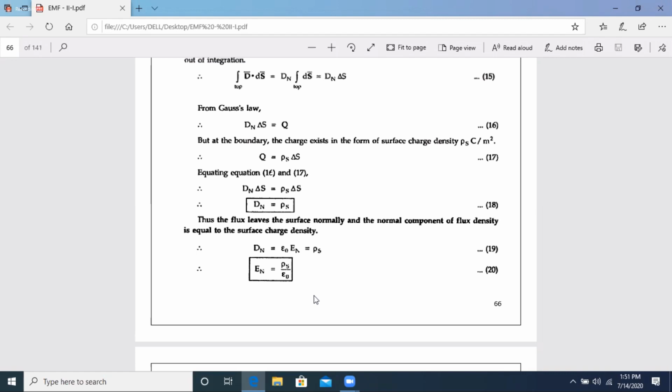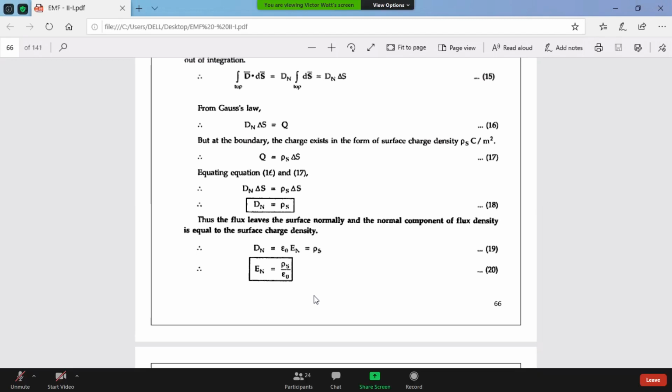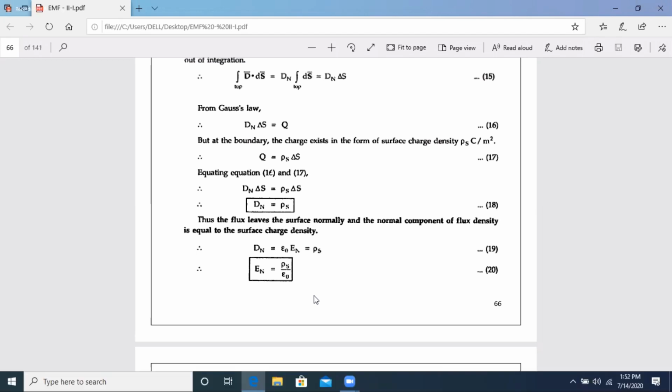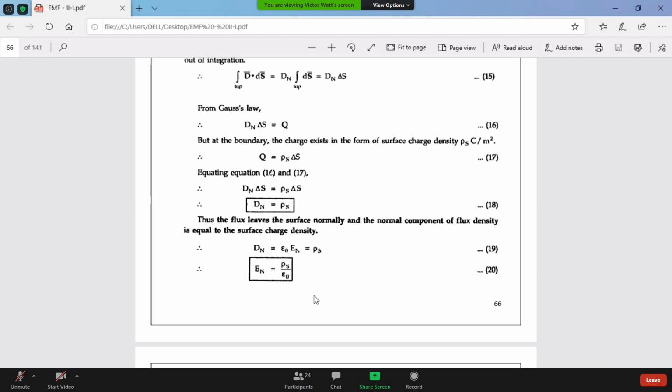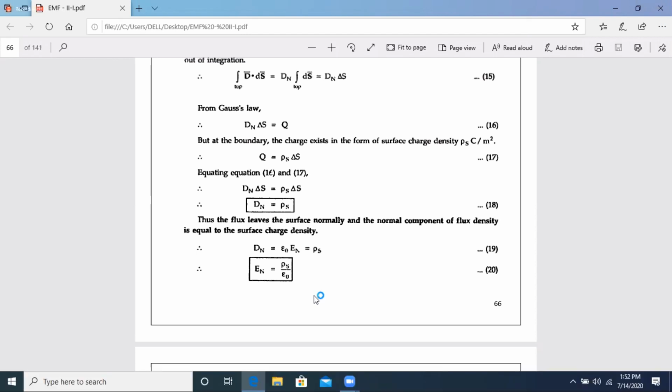So let me see if you get that. Let me give you a quick example to do on the boundary condition. Give me a quick second.